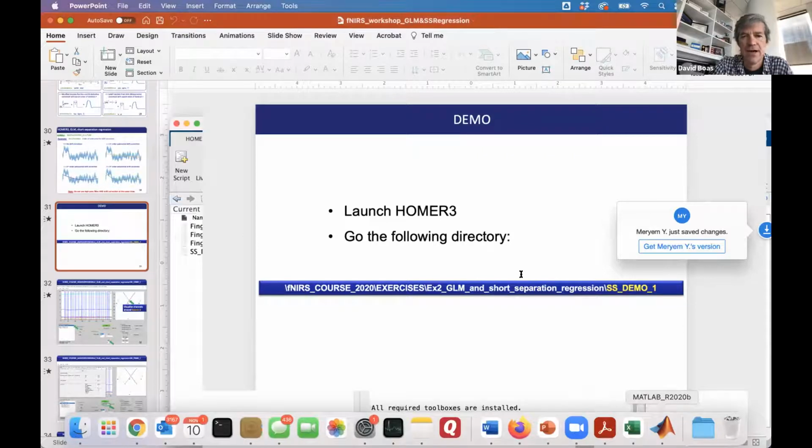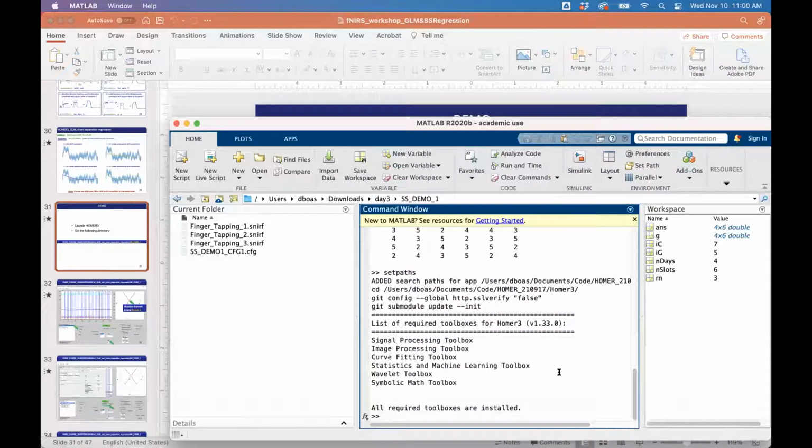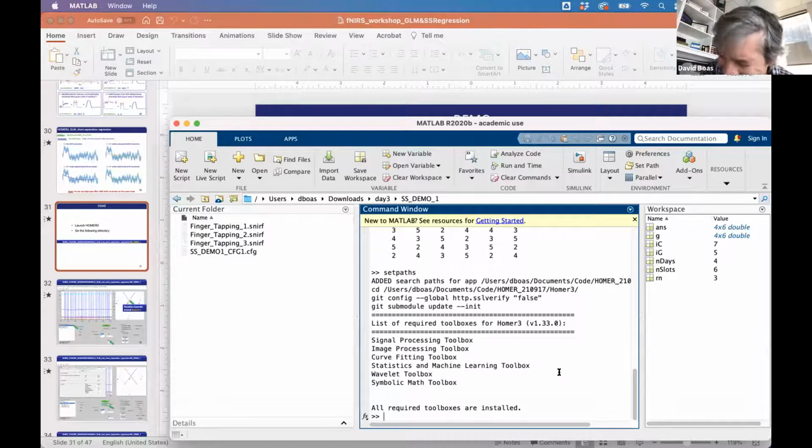So, you know, Day 3, right? I already, sorry, day 3, sorry. All the days are running together for me now. Day 3, sorry about that. So day 3, SS demo 1. I've already put Homer into my set paths here. And I'm going to just go ahead and launch Homer 3.